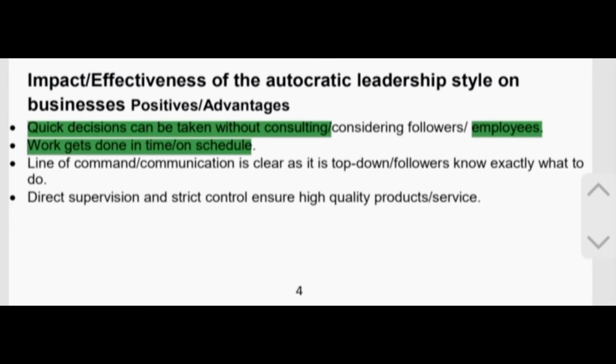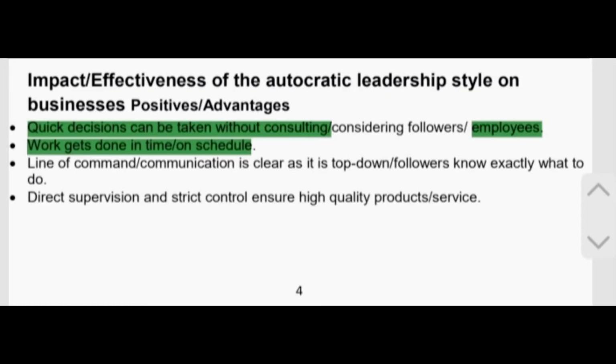That's how it works. Now we go to the positive impact of autocratic leadership style. What are the positive impacts? Quick decisions can be taken without consulting employees. Remember I said they don't consider anyone's ideas. That's positive because quick decisions can be made without considering any other employees or the management. They can do things fast, but in a democratic leadership style, it will take time.